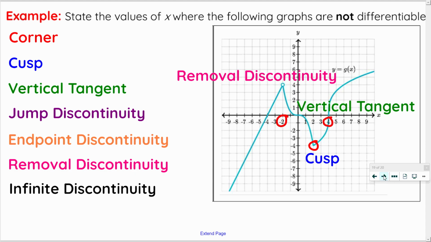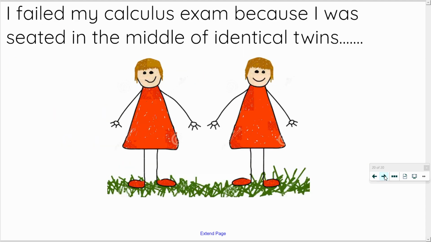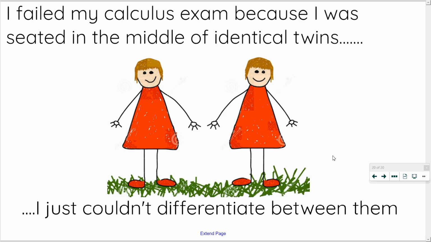There we go. This reminds me, in calculus, I actually failed my calculus exam because I was seated in the middle of identical twins. Well, why do you think that would cause me to fail? Well, quite simply, I just couldn't differentiate between them.